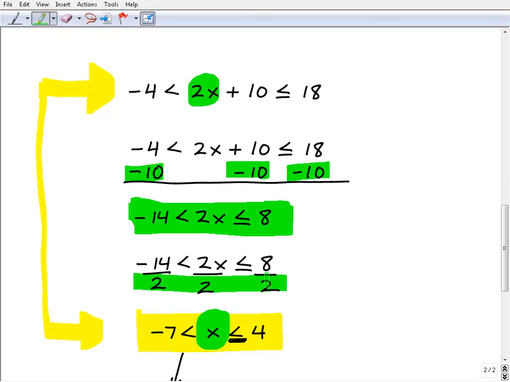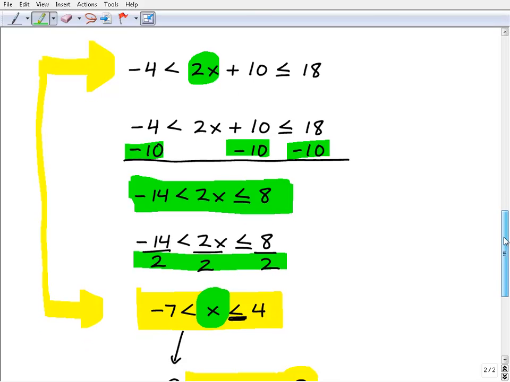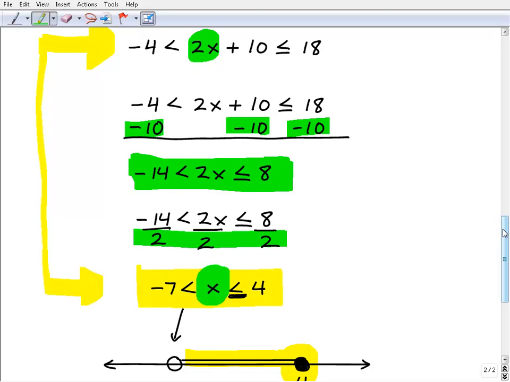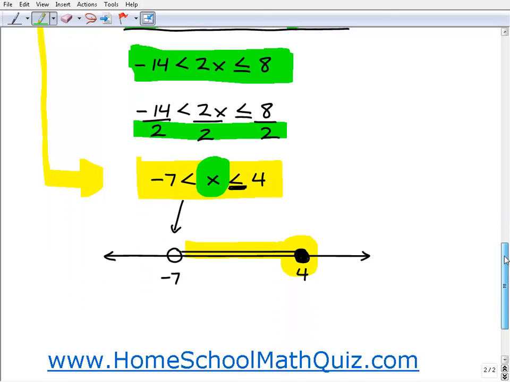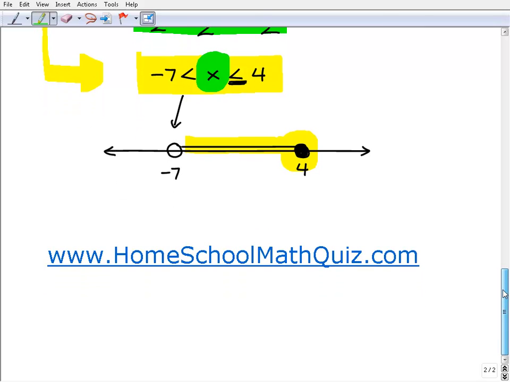Okay, now there's some special situations. If you divide or multiply by a negative number, you would reverse the inequality signs, but that's not in this particular problem. But of course, you should be aware of that if you're trying to master compound inequalities. But hopefully you got this problem right. And if you didn't, I would certainly encourage you to go back and review compound inequalities.